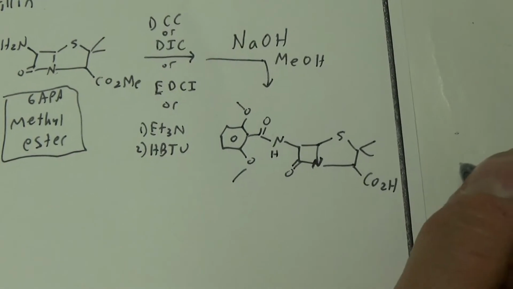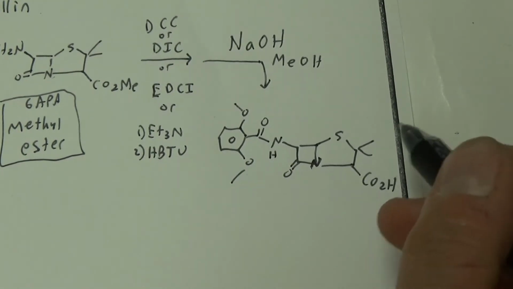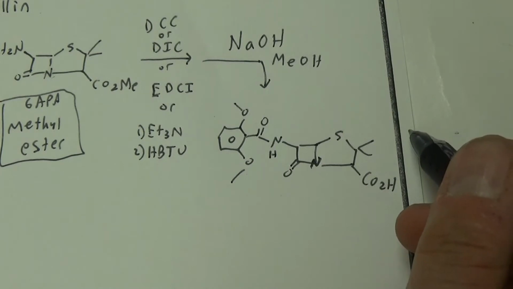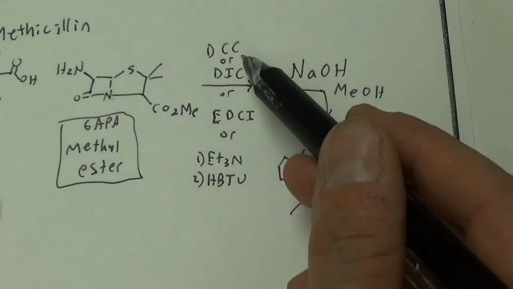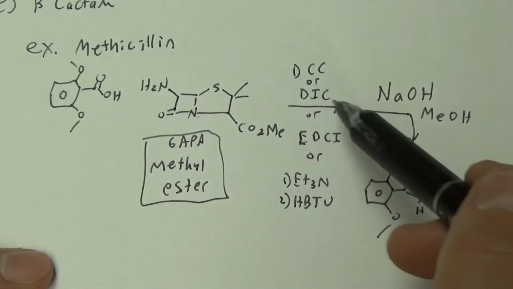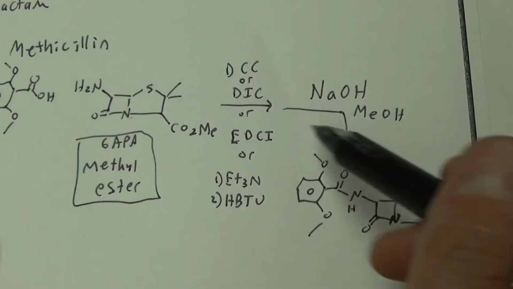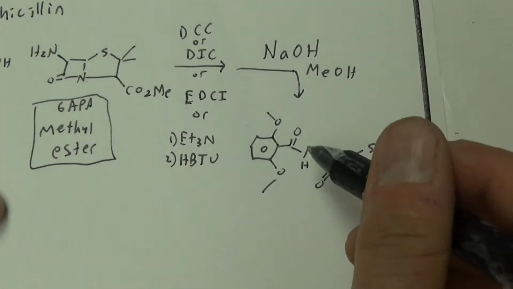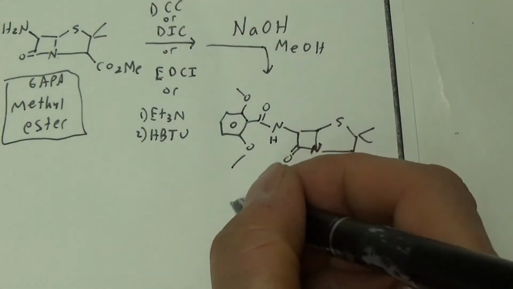Okay, so there's methicillin. I'm kind of ignoring stereochemistry, just drawing these really easy now. One of these coupling reagents can be used to make the amide linkage, and then NaOH is a standard ester hydrolysis of the methyl ester to the carboxylic acid. And this is methicillin.